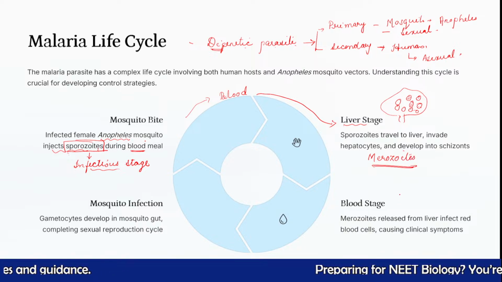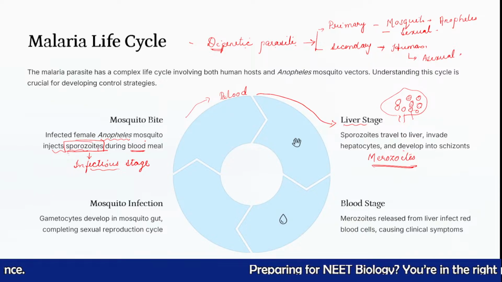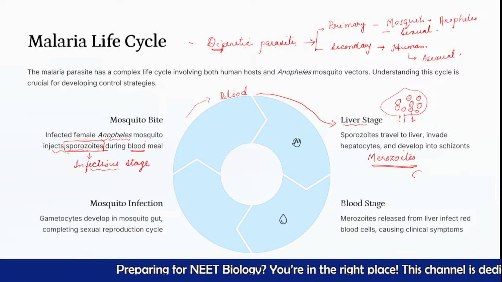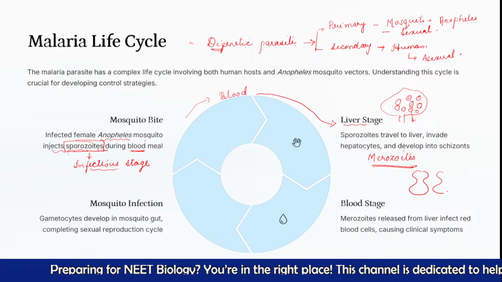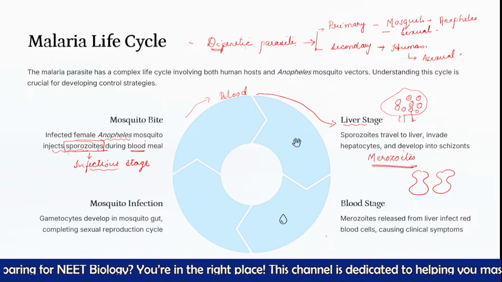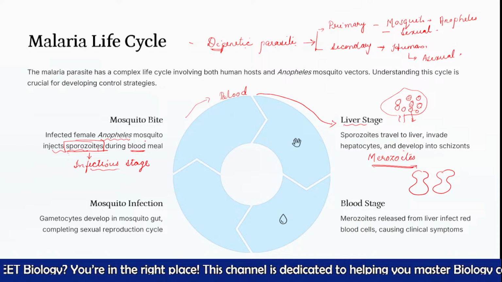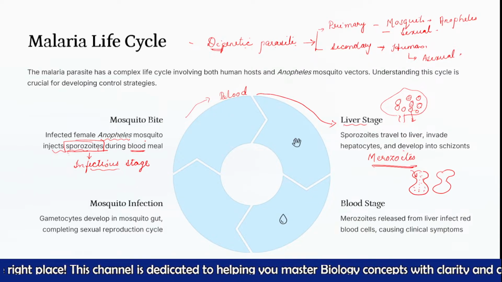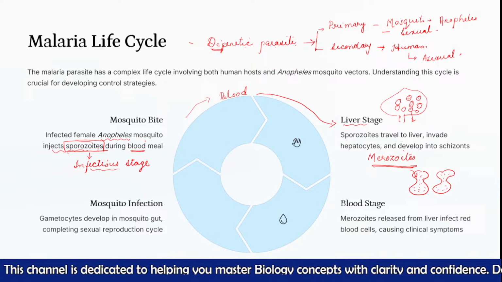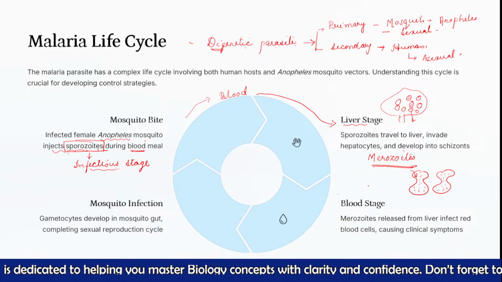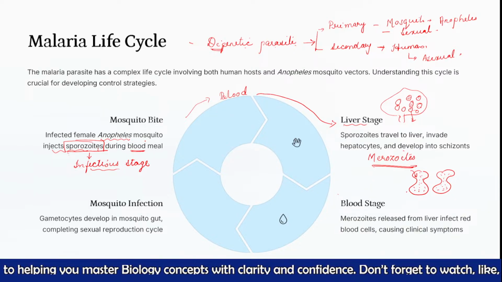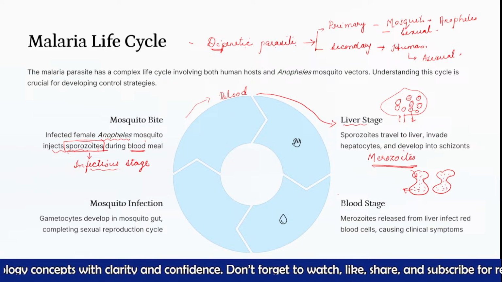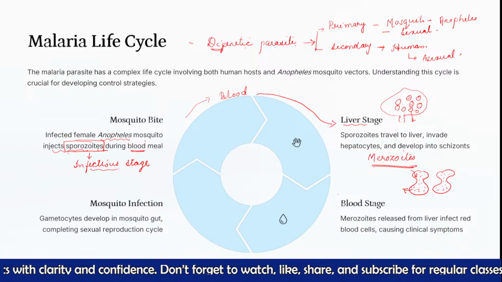And these merozoites escape from the liver cells and go to the blood, and in the blood they enter into the RBC. So inside the RBC, there also they multiply asexually. More and more merozoites are produced, and when they rupture, this causes the rupturing of the RBC.